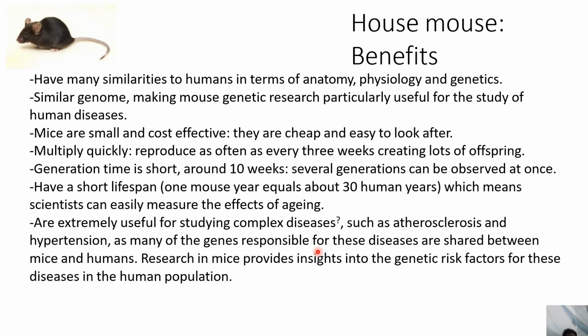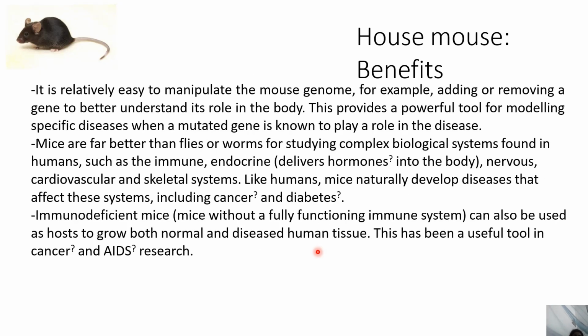They're extremely useful for studying complex diseases such as atherosclerosis and hypertension, as many of the genes responsible for these diseases are shared between mice and humans. So, research in mice provides insights into the genetic risk factors for these diseases in the human population. It's relatively easy to manipulate the mouse genome, for example, adding or removing a gene to better understand its role in the body. This provides a powerful tool for modeling specific diseases when a mutated gene is known to play a role in the disease.